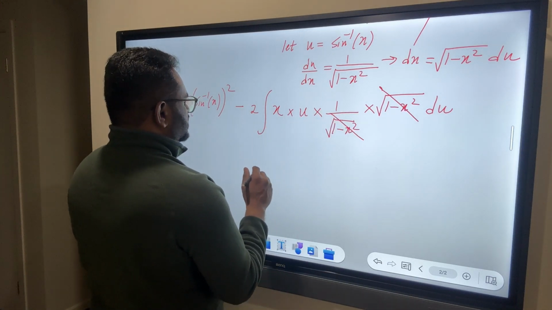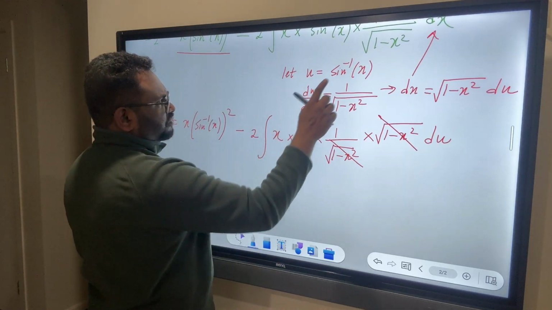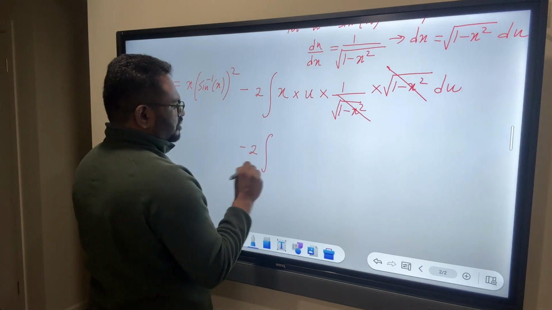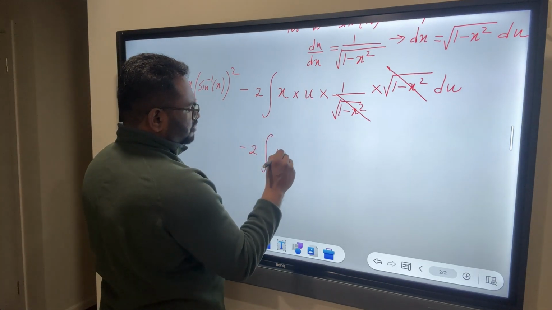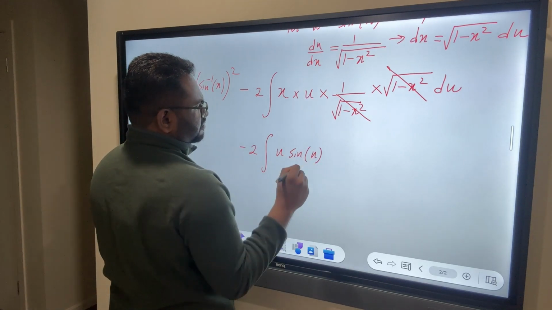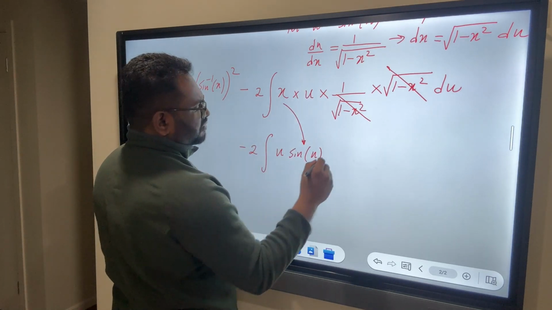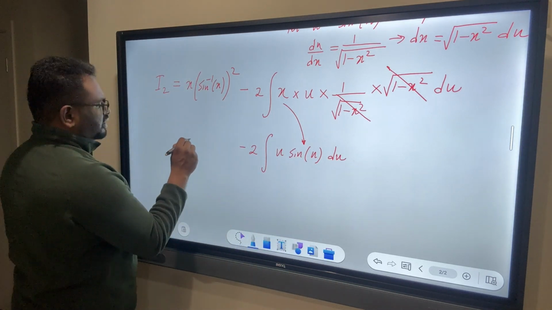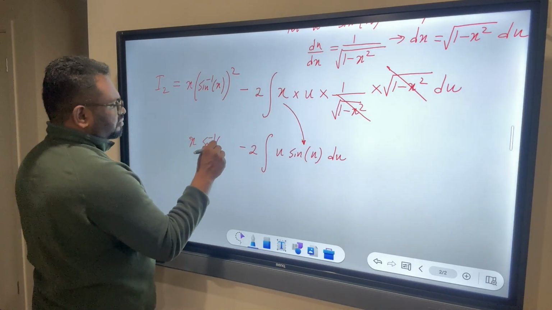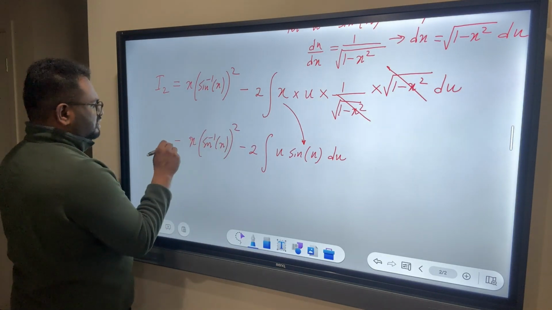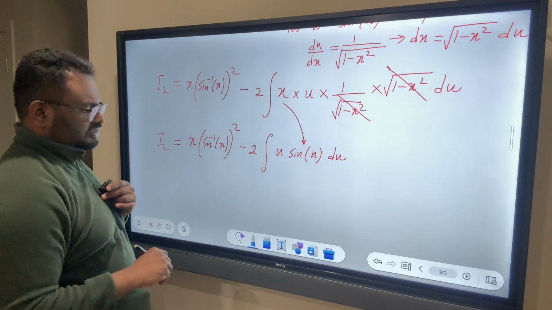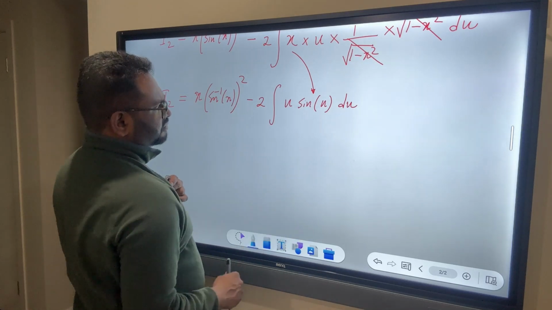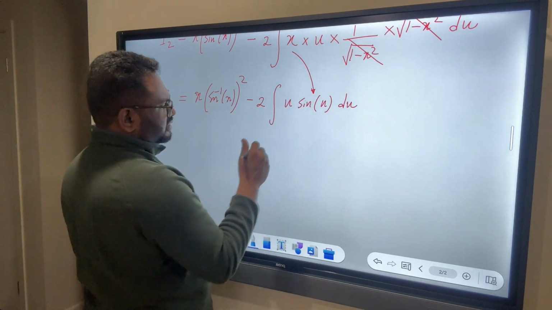Okay, so what is x now? From here, x is sine u. So I can write this one to be 2 times the integral of u sine u, right? So x becomes sine u and du. Okay, and this I need to copy, and that is equal to I_2. Okay, so that's easy. Now how to deal with this guy now?